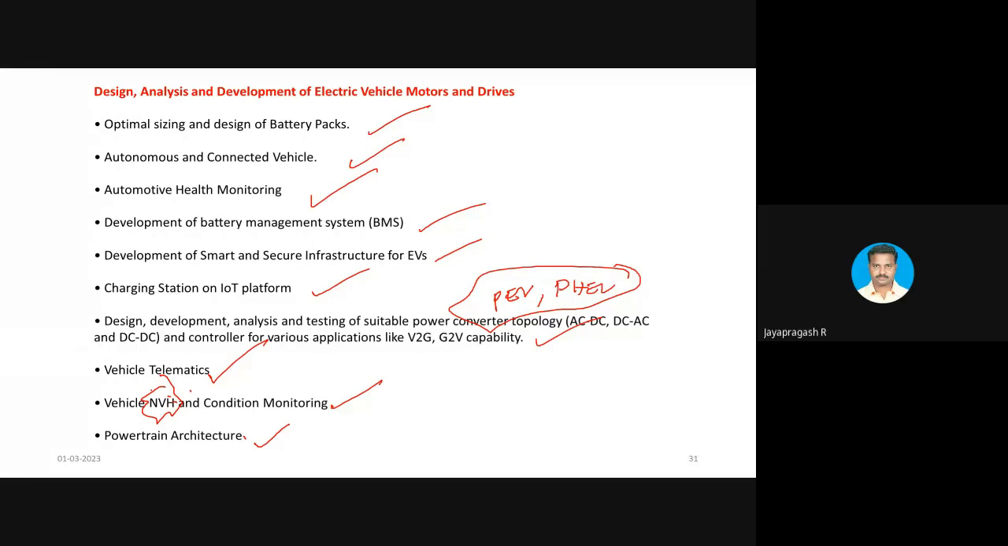That's what I said. We have certain constraints while selecting the converter. See, the SRM itself has a highly fault tolerant capability. So the converters that you use to excite the stator phase winding of SRM should have high fault tolerant capability, right?